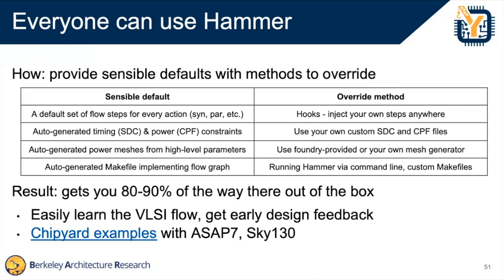You can use hooks to inject your own steps inside any tool plugin. You can use your custom SDC and CPF files. You can use your Foundry provided or your very own power mesh generator in lieu of the Power Straps API that's built into Hammer. And instead of using Hammer's generated makefile, you can run Hammer on the command line, or you can write your own custom makefile if you have a flow that's perhaps reentrant. The result is that you get 80 to 90% of the way there to a clean, DRC clean RTL-to-GDS flow out of the box. This allows you to very easily learn the VLSI flow and get early design feedback. In Chipyard, we have examples for using Hammer to do RTL-to-GDS for ASAP7 and Sky130.